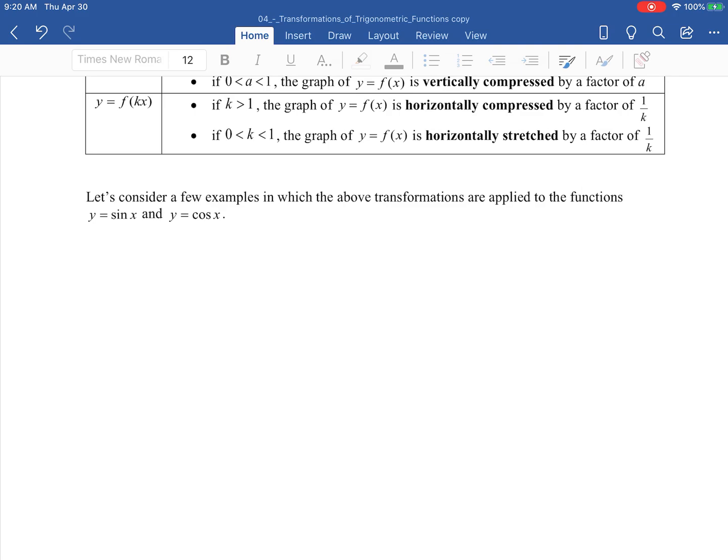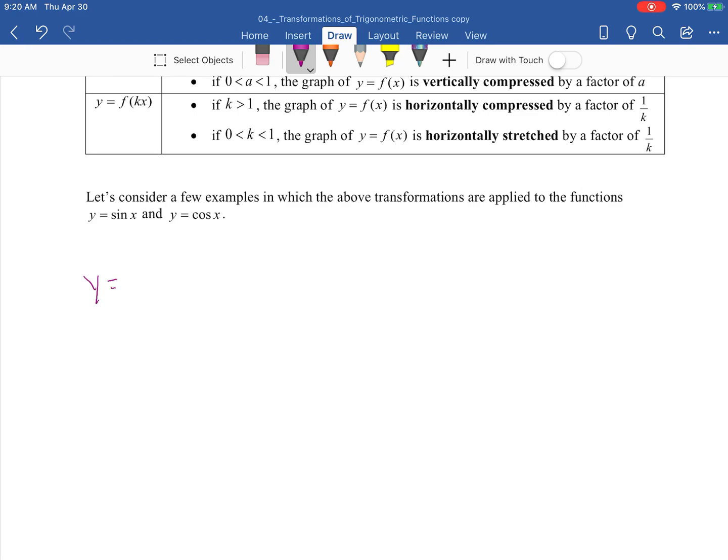Let's consider a few examples in which the transformations are applied to the functions y equals sine x and cos x. Just a quick review of last section before we start, about what you should know about y equals sine x and y equals cos x. So just a little sketch of each one from what you should have got from your investigation. For y equals sine x, what you should have discovered was that you get a function that's like this, and I'll just extend it a little bit and put an arrow at the end to say this keeps going in this pattern.